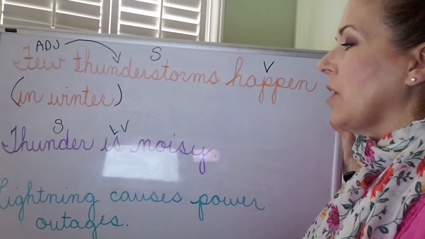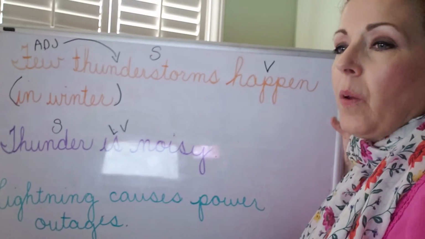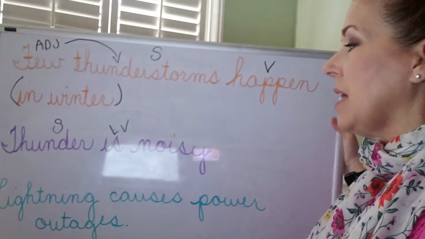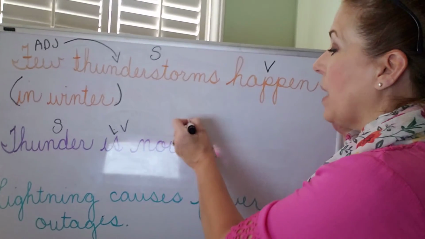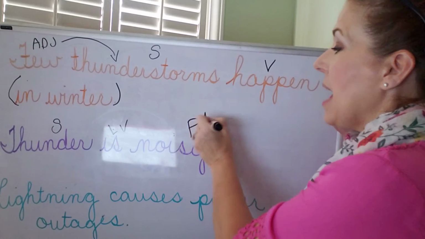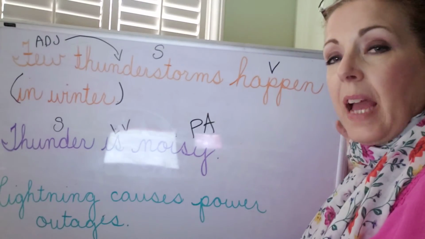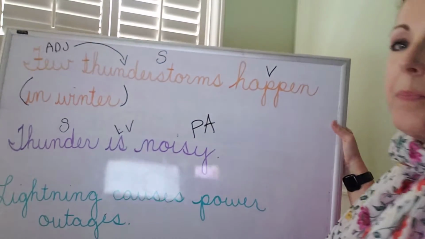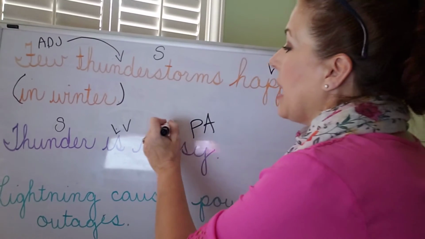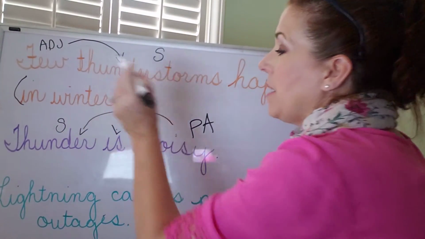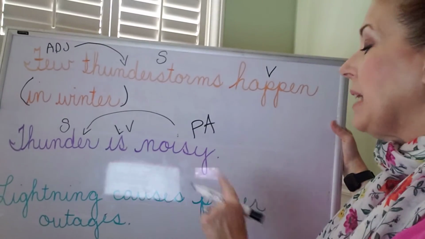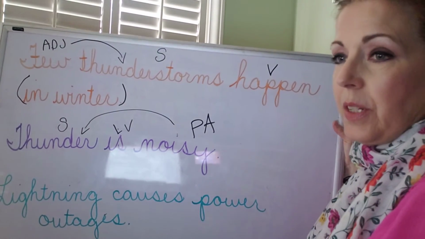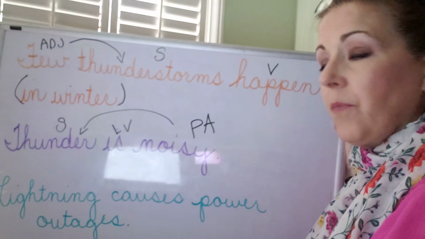So now let's ask ourselves, what is the predicate adjective in this sentence? That's right, it's noisy. And what noun or pronoun does it describe? Absolutely, it describes the thunder. Now let's look at one more sentence. Lightning causes power outages. Let's get rid of our subject and verb.